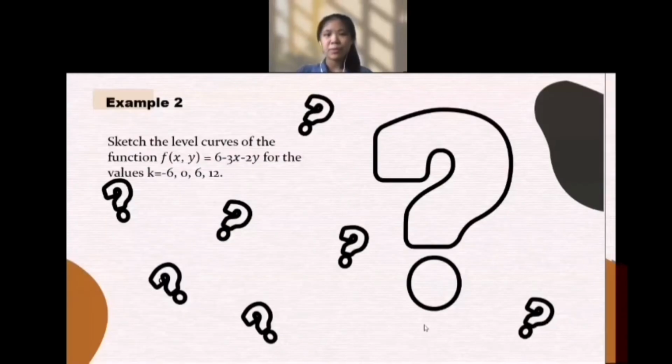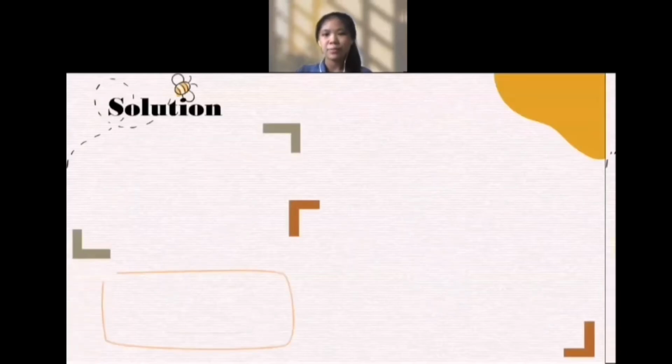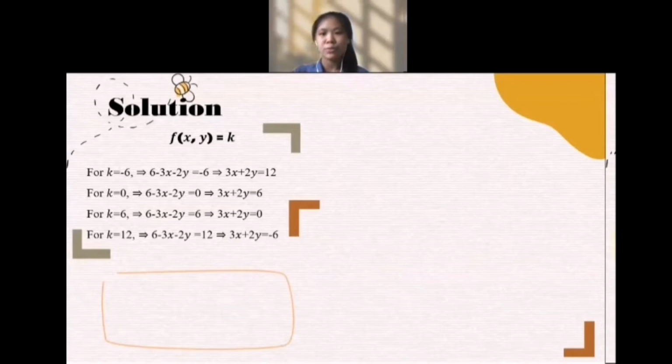In example 2, we are asked to sketch the level curves of the function f of x, y equals 6 minus 3x minus 2y for the values k equals negative 6, 0, 6, and 12. First step, we use the equation from the definition, f of x, y equals k, to find the expression. For k equals negative 6, we get the equation 6 minus 3x minus 2y equals negative 6. It can also be written as 3x plus 2y equals 12. So we do the same step for k equals 0, 6, and 12.